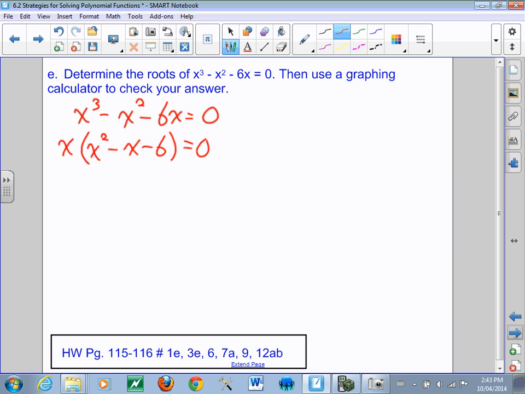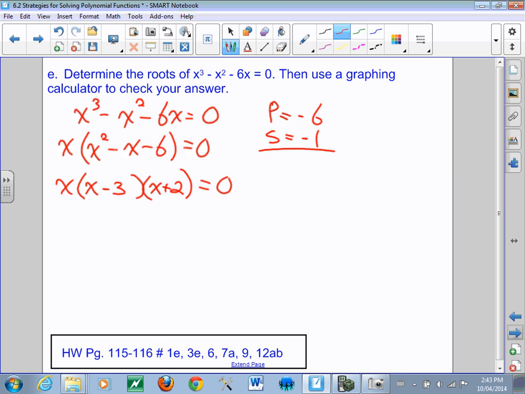I'm going to look inside my bracket, and that's a simple trinomial factoring. So I'm going to set up 2 brackets. I know it's going to be x minus 3 and x plus 2. If you're not sure how I got that, remember, your product equals -6. Your sum equals -1. Think of the 2 factors that apply to both cases.